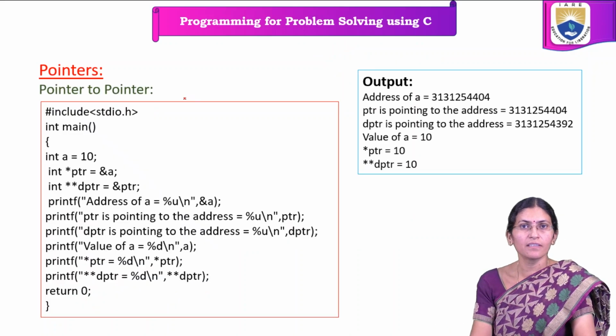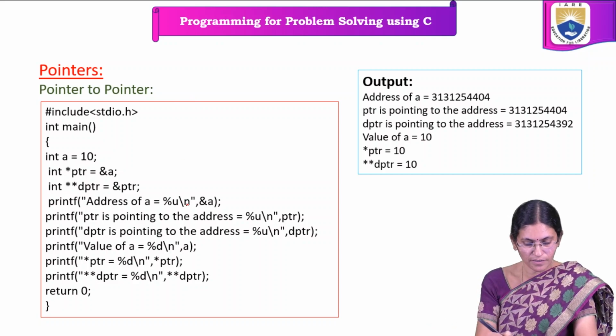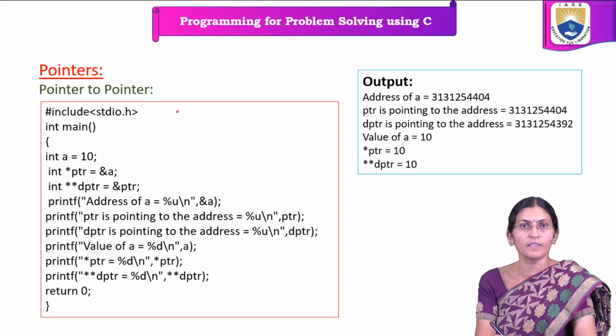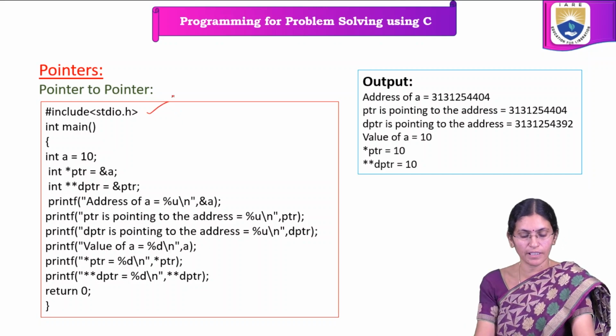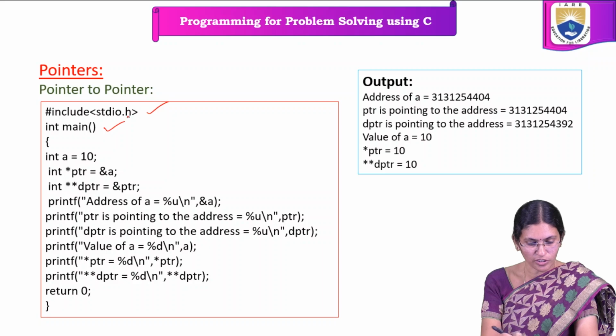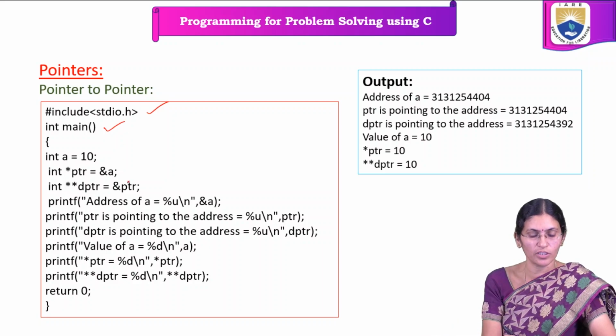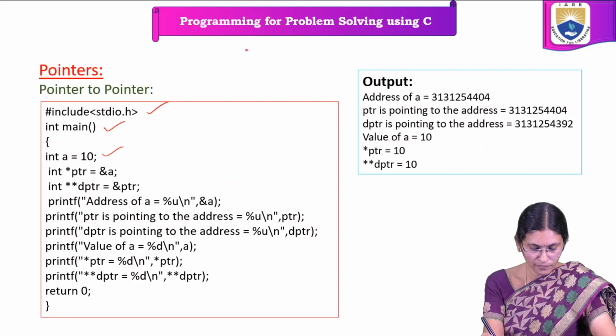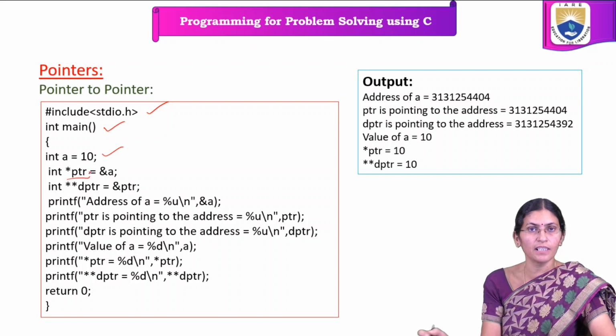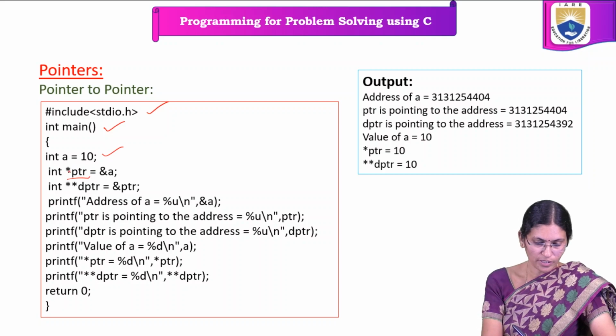Here we have written a simple program to illustrate the use of a double pointer. Hash include stdio.h is a header file. Then we have used the int main function, which is a calling function. Here we have declared a variable a equal to 10. Then this is a single pointer. Depending upon the number of asterisks, here we have only one star, so it is a single pointer.